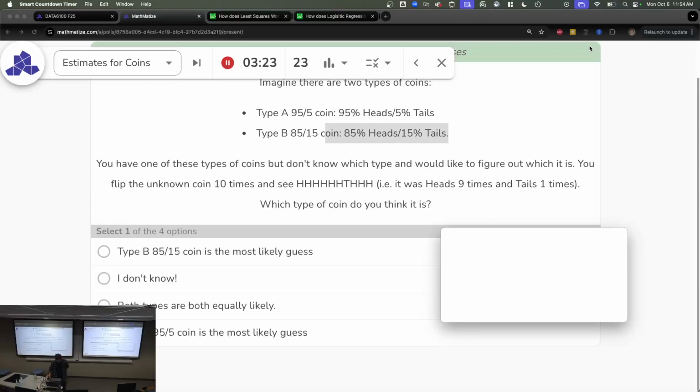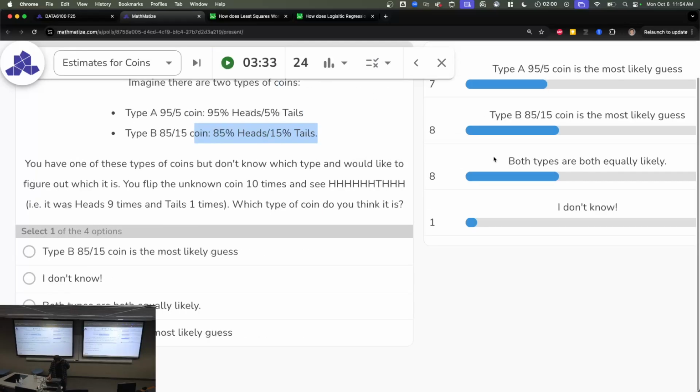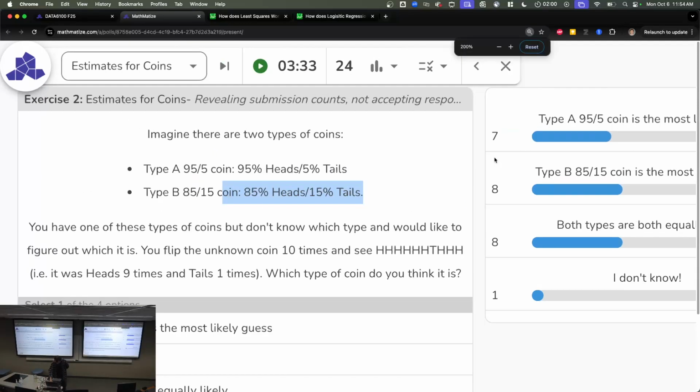Okay, let's see what people said. I'm very curious. This one, depending on how you come at it, there's different ways to think about it that make it harder or easier to find the correct answer. Let's see what people said. All right, beautiful split. Look at this.